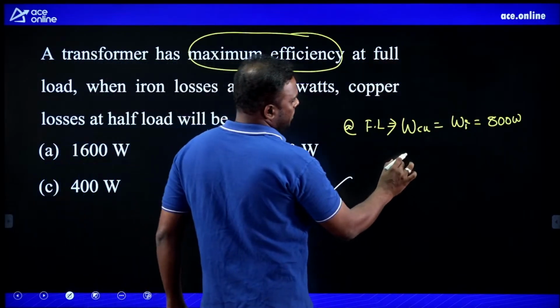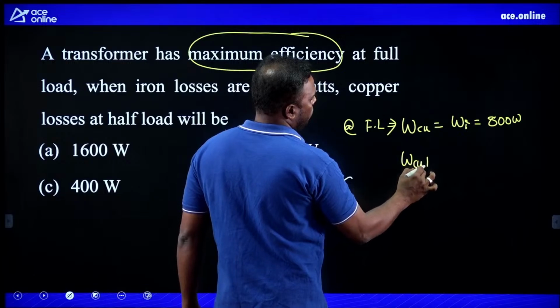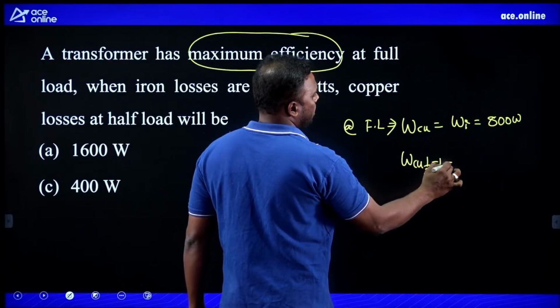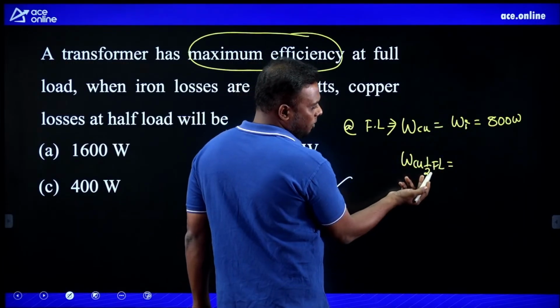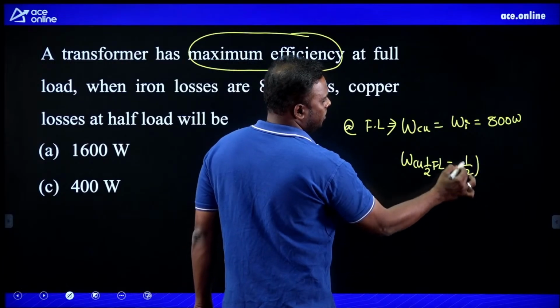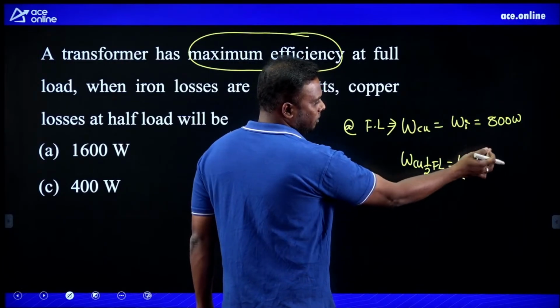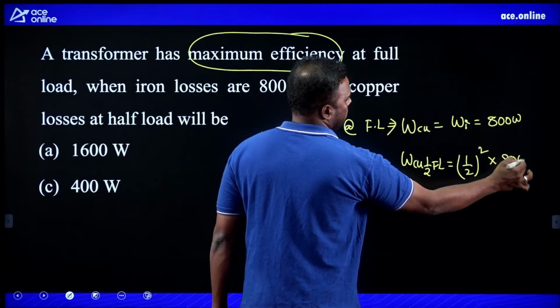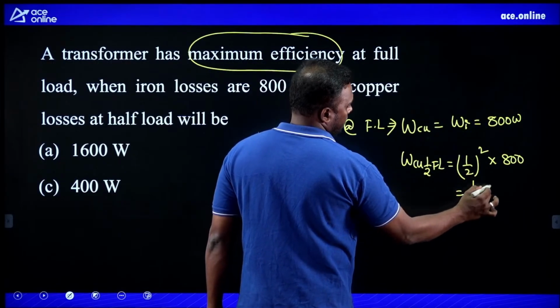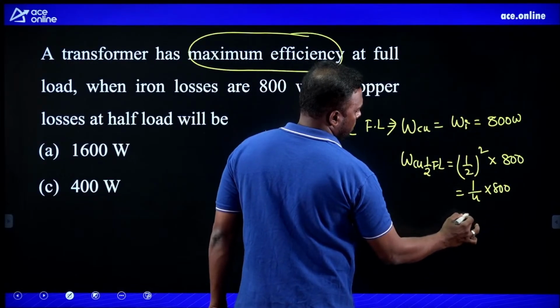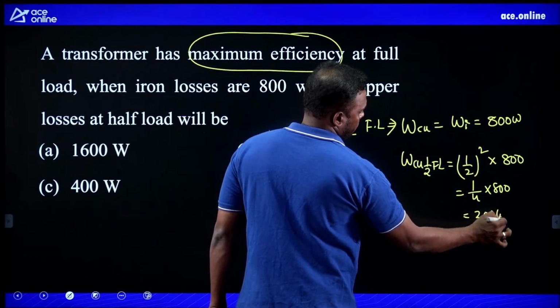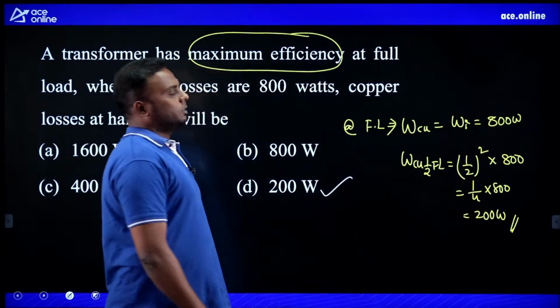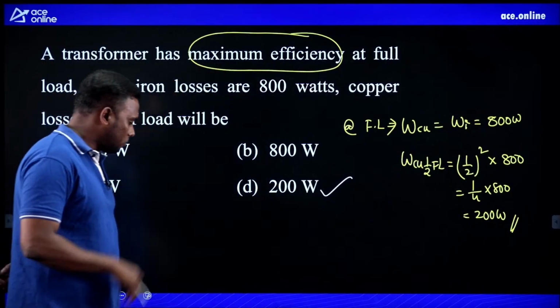Now the question is: copper loss at half full load is dash. What is the formula for copper loss at any fraction? For half, it is (1/2) whole square. Suppose it is 70%, then 0.7 square, like that. (1/2) whole square into full load copper loss, 800. This is 1/4 into 800, nothing but 200 watts. So this is the copper loss at half full load. 200. Next question.